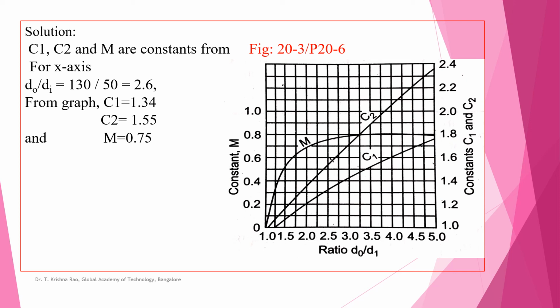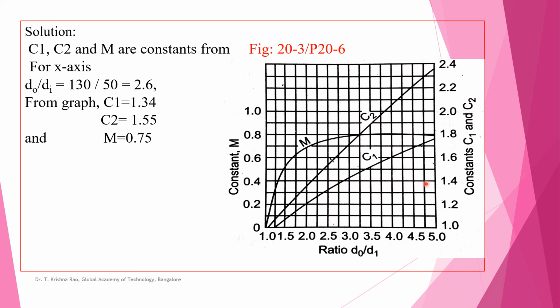Before that we select the constants from the graph. We have seen this figure 20-3, page 20-6. Earlier I told you about this graph selection. Now let's see what d0 by di is. d0 is 130, di is 50. The ratio comes to 2.6. On the x-axis, this is 2, this is 2.5, this line without any number is 2.75 in between. 2.6 is between 2.5 and 2.75, somewhere here. So this is the line at 2.6, where we touch the graph.